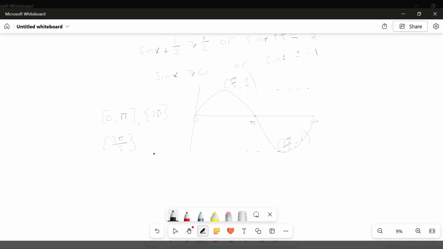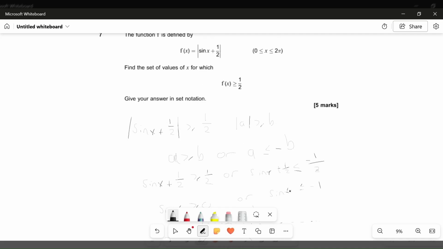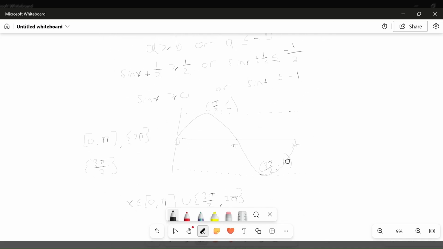So all we have to do now is to write this in set notation, and this can be done as follows. We can just write x is in 0 to pi, or 3 pi over 2, or 2 pi. And that is exactly the answer that the question is wanting. That's in the set notation in which we need to write it for the exam.